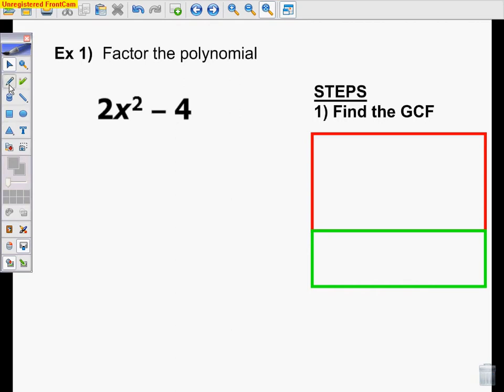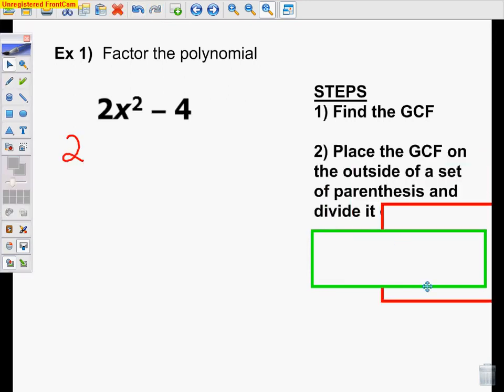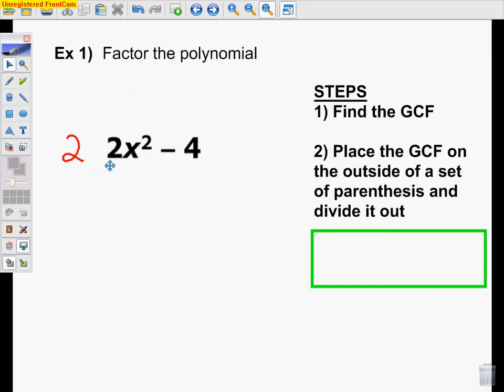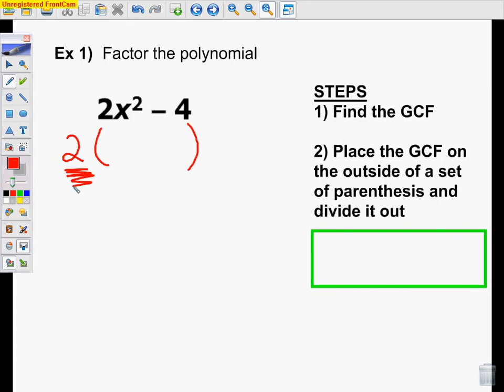In this problem, we have two terms, 2x squared and negative 4. Okay? Now, the GCF between those two is 2. All right? Next step. We're going to place the GCF on the outside of a set of parentheses and divide it out. So we're going to go ahead and put a set of parentheses here. We took our GCF and we put it on the outside. And now we're going to take this 2 and divide it out of these two things.